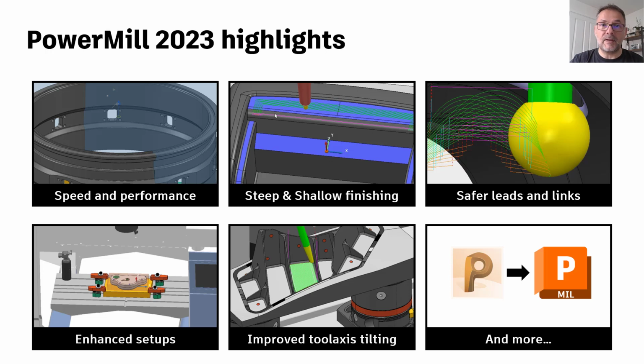One of my personal favorites is that we've improved the ability to apply leads and links to toolpaths with a number of options to automatically trim toolpaths to allow that to happen. Again, we'll dig into that in a bit more later on. The next is that we've improved the machining setups functionality that's been in PowerMill for a good few releases. We've improved the consistency of our automatic collision avoidance by making tool axis tilting more consistent.